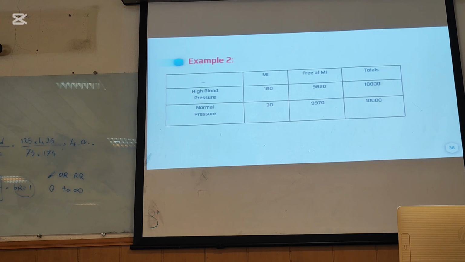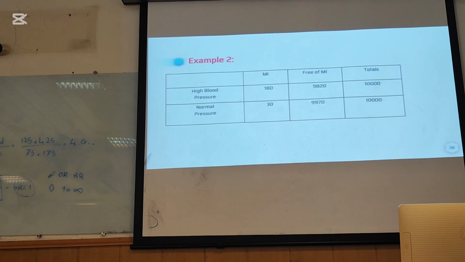What do you want us to calculate? What should we calculate? Odds ratio and relative risk. Both of them. Please.